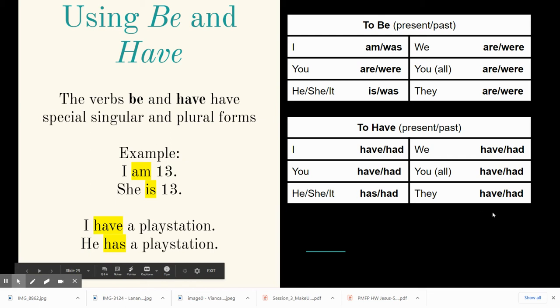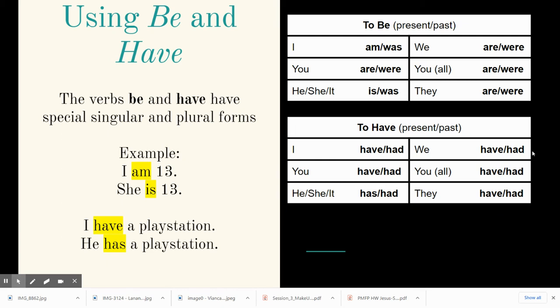Let's take a look over on the right-hand side at our plural forms. In every single subject, we, you all, and they, the forms are the same. In the present tense, it's all have. In the past tense, it's all had. We have class today. We did not have class today. We had class today. That would go for all these subjects.